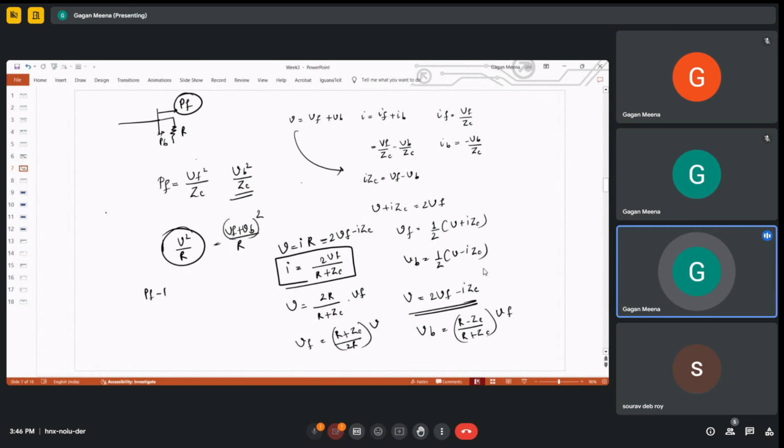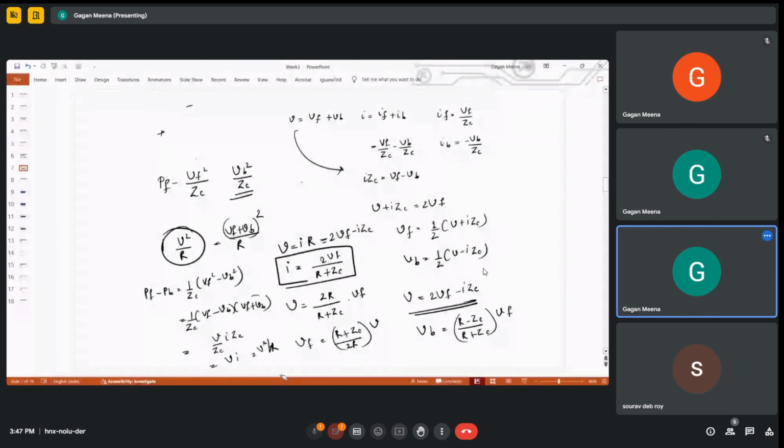Because P forward minus P backward is 1 by ZC into V forward square minus V backward square, which is also 1 by ZC into V forward minus V backward into V forward plus V backward. This is V by ZC into I ZC, so it comes out to be VI. So PR comes out to V square by R. So this is also we have proven.